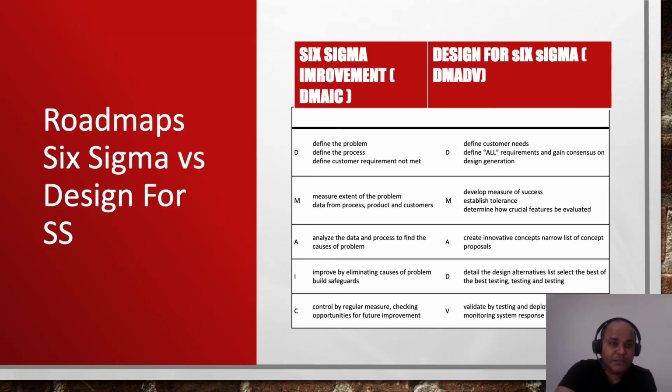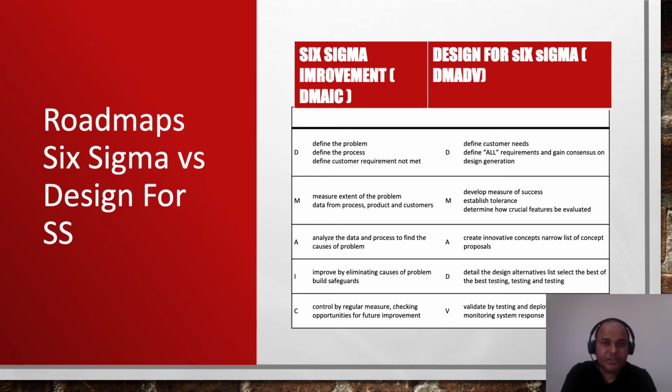Roadmap of Six Sigma versus design for Six Sigma. If you see in this chart, define the problems, define the process; defining customer requirements is not needed. Measure the extent of the problem, with data from process, product and customers. Analyze the data and process to find the cause of the problem. Improve by eliminating causes of problems. Build safeguards, control with regular measures and checks, and look for opportunities for future improvement.